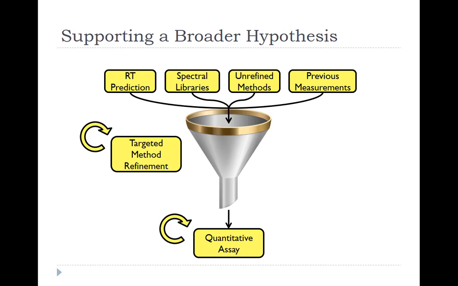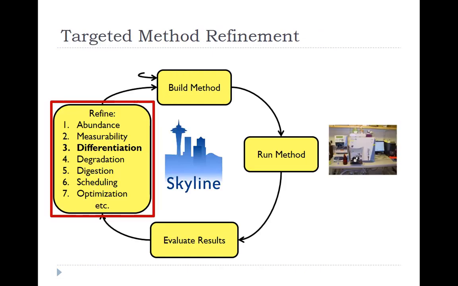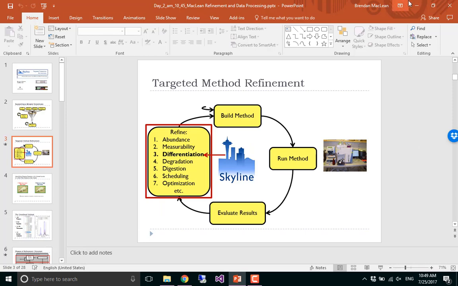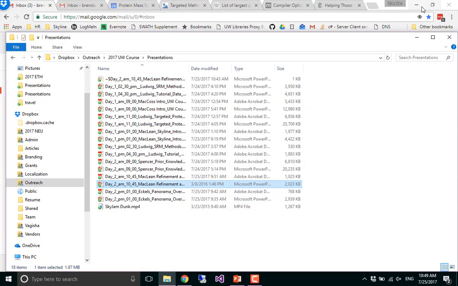So I'm going to give you the startup on targeted method refinement. I'm not sure we'll be really in the build method part, but we're definitely going to go around this refinement cycle a couple times, and you'll see how that works. We're not going to do the differentiation part until this afternoon. The rest of the slides in this deck are really about what we're going to do this afternoon. So I'm going to switch over to Skyline and get us started on what we're doing right now.